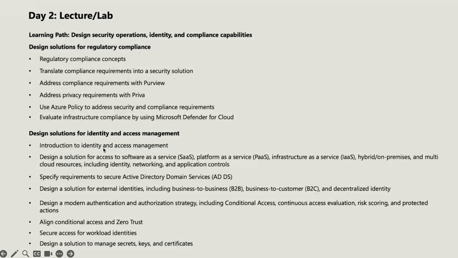Then we moved to what comes in identity and access management. Here we're talking about what comes in a pure cloud environment, what we have in directory synchronization, what we have in Entra ID Domain Services, what we have in federated authentication design, or a federated environment. These are different things we see here. We have already completed designing a solution for the SaaS, PaaS, and IaaS hybrid model. Also, how we can configure different requirements for securing Active Directory Domain Services.